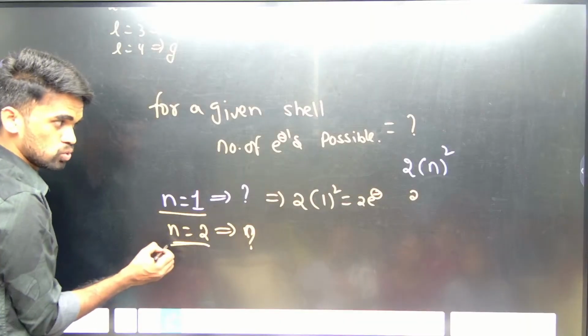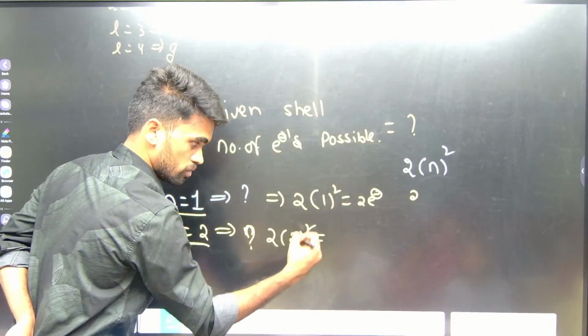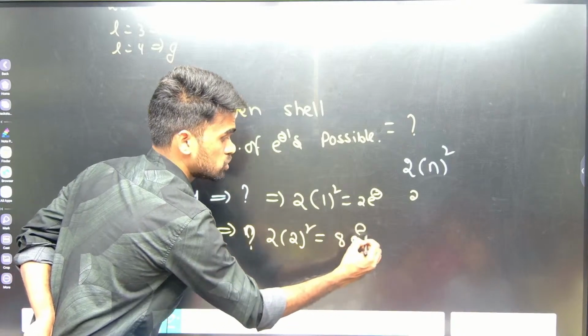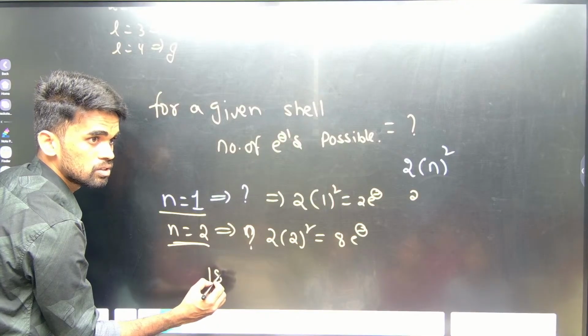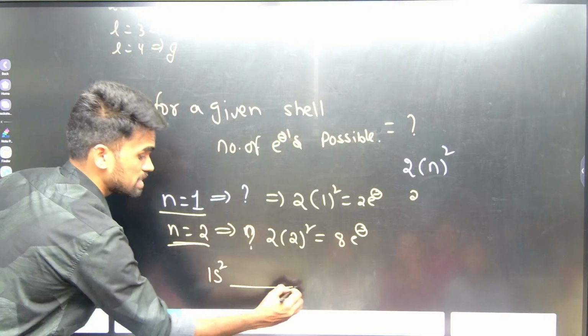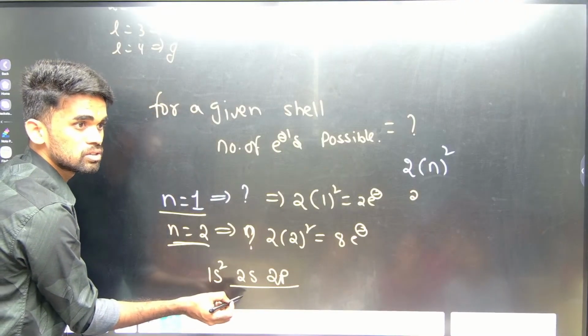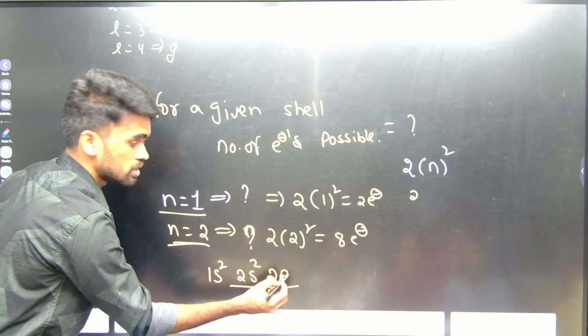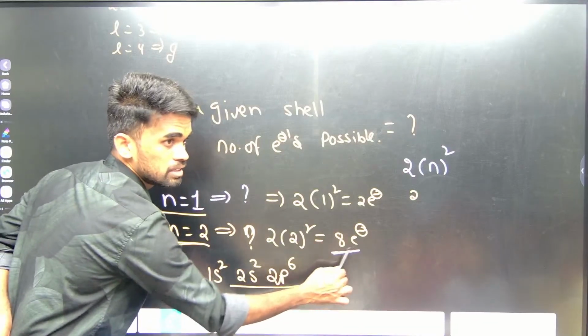At shell number 2, 2 into 2 squared, 8 electrons. So that's why, when you are writing 1s, how many are you writing? 1s 2. But when you are writing the second level, 2s 2p, how many are you writing in 2s? 2. 2p? Maximum 6. So the total number is 8.